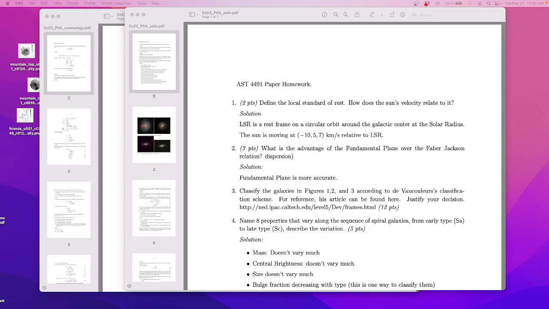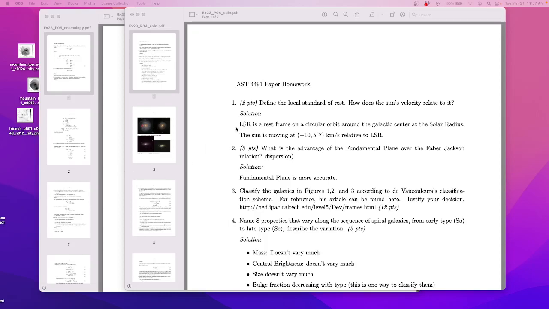Okay, number one: define the local standard of rest, and how does the sun's velocity relate to it? And this has never happened. None of you actually gave me this number. I don't know, the question must read weird this year, weirder than it did last year. I was looking for two pieces of information.